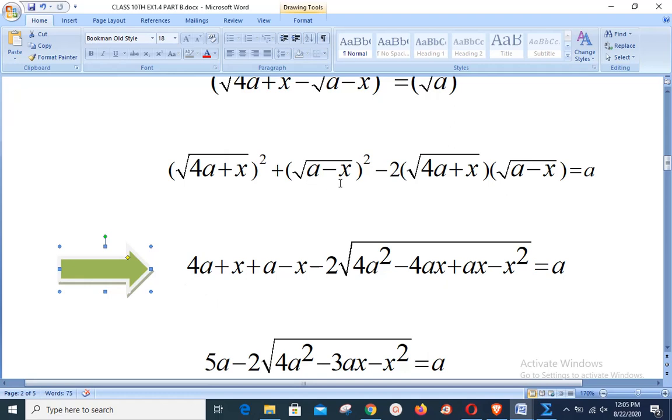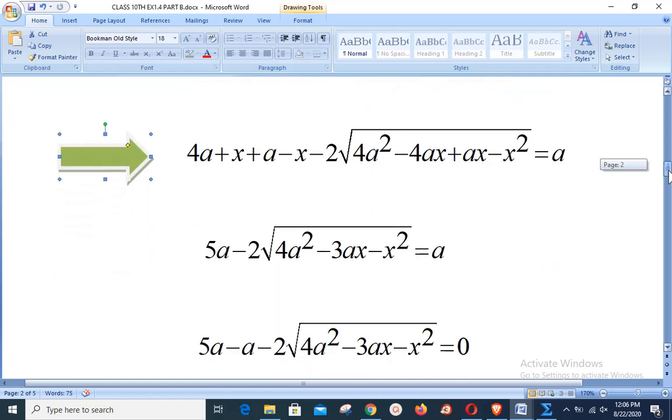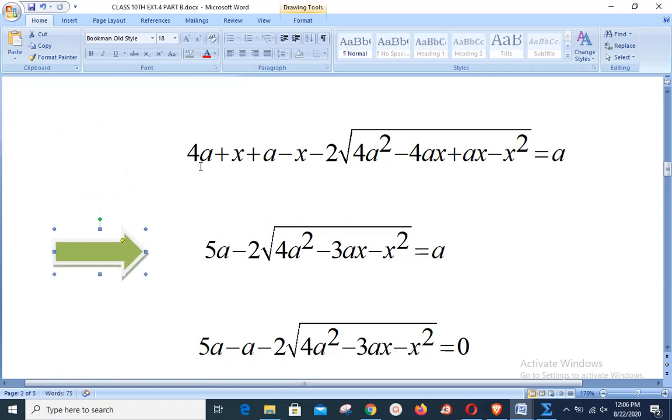The same is done in the second term: the root of a minus x whole square becomes only a minus x, whereas these two elements can be multiplied within a single radical sign. So multiplying 4a plus x with a minus x, we have 4a square minus 4ax plus ax minus x square is equal to a. In the next step, simplifying the left hand side, 4a plus 1a makes it 5a, whereas this plus x and this minus x get cancelled.